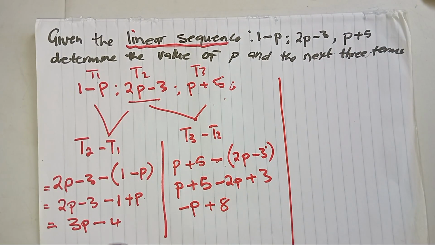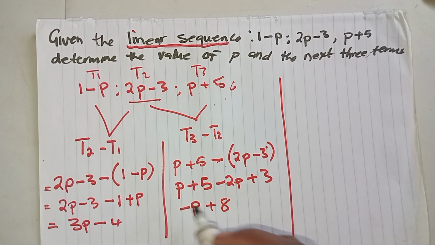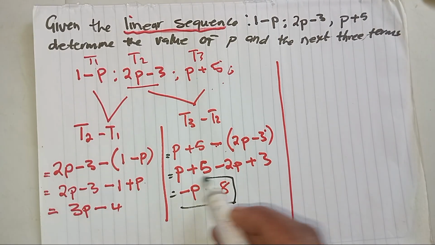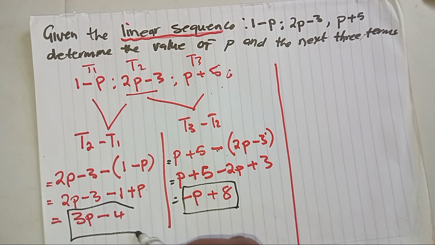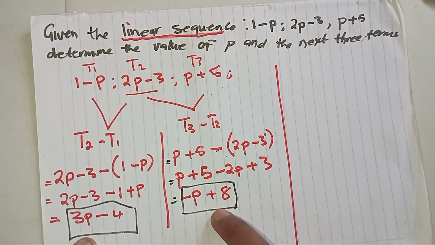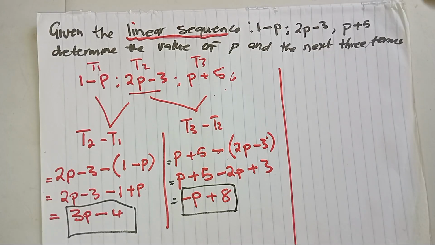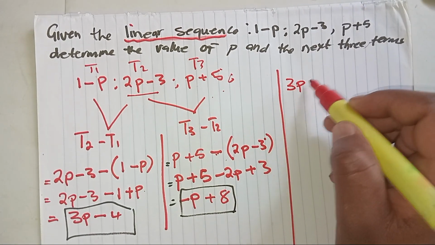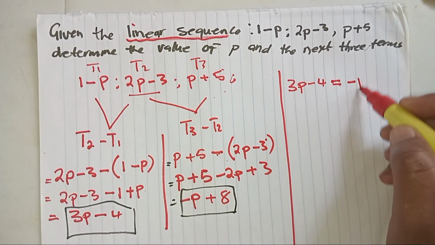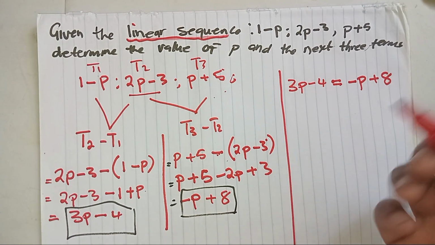And then now here comes the issue. Remember we said that this one is the common difference, and this one is the second common difference. So these two differences are equal because this sequence is linear. Then you equate the two differences. We're going to have 3p minus 4 is equivalent to minus p plus 8, right?